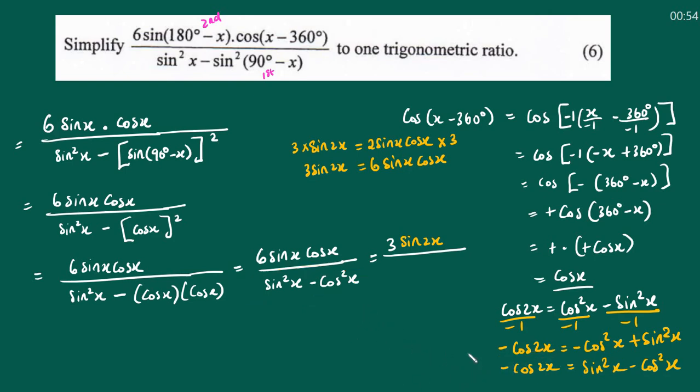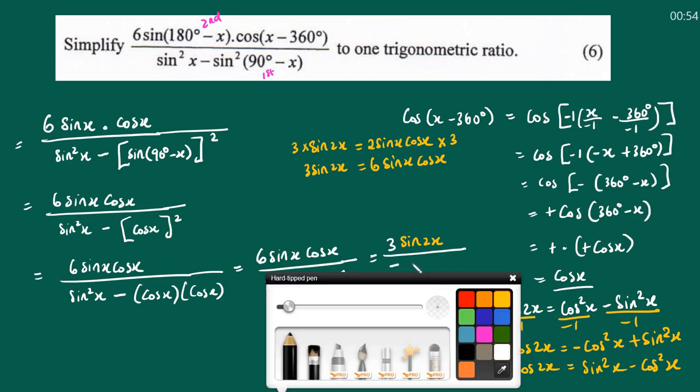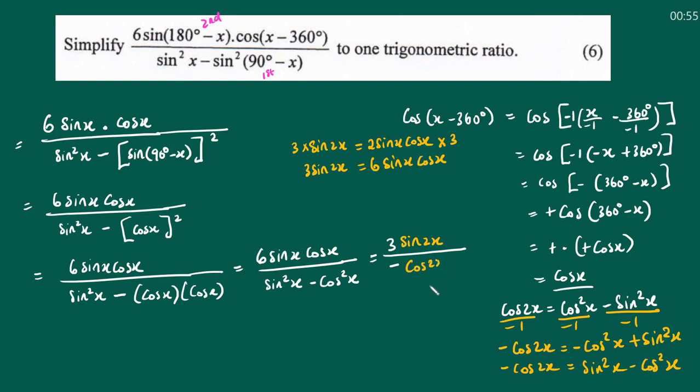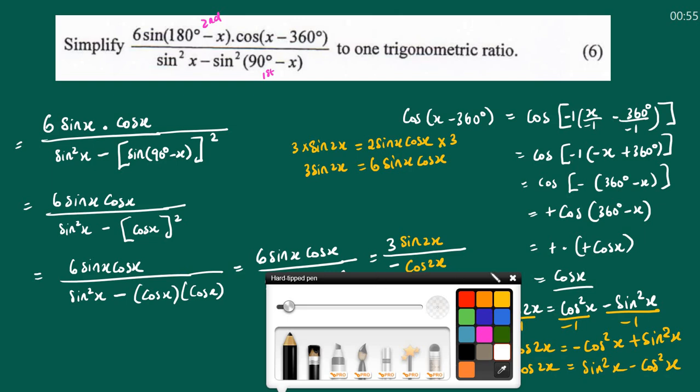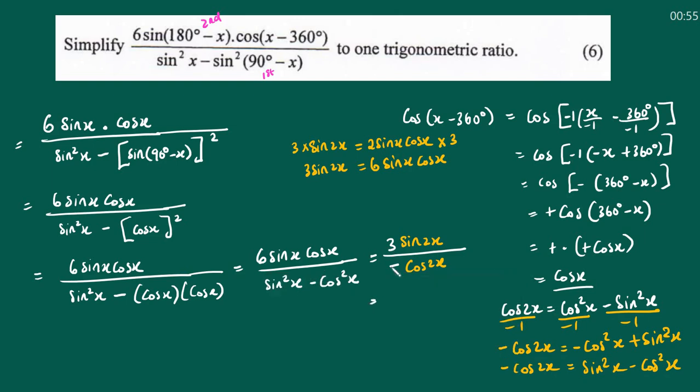So now I can write that I have negative, and then I write the cos 2x, right? And then, good people, just like the previous problem, 3 divided by -1 is going to be -3, and because it's sine 2x over cos 2x, that can be written as tan 2x. Then you are done. Massive.